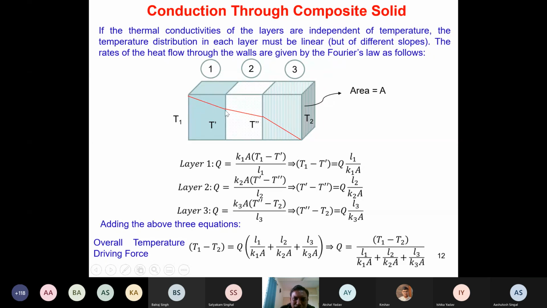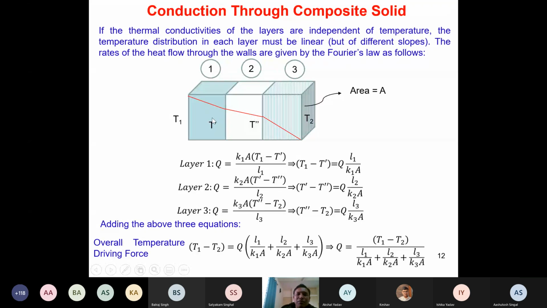Here you can see from T1 to T dash there is a straight line which is shown by a red colored line here. So the decrease in the temperature takes place in a linear manner. But if we have a thermal conductivity that is a function of temperature, in that case we will have a non-linear curve. Instead of having a straight line, we will have a curved line here. Again from layer 2 we will have a straight line, and from layer 3 again a straight line.